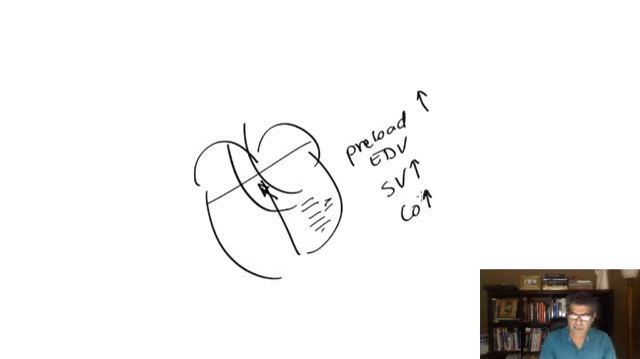But where is this preload coming from? This preload is coming from blood that returns to the right atrium. This blood that returns to the right atrium is called venous return.